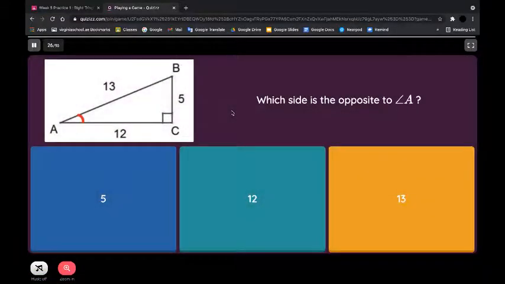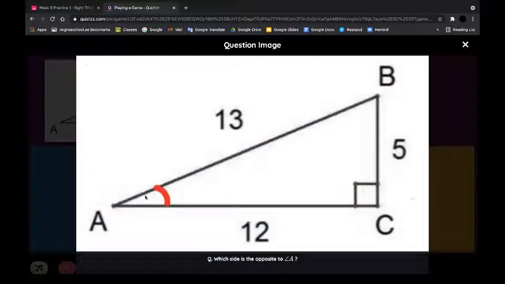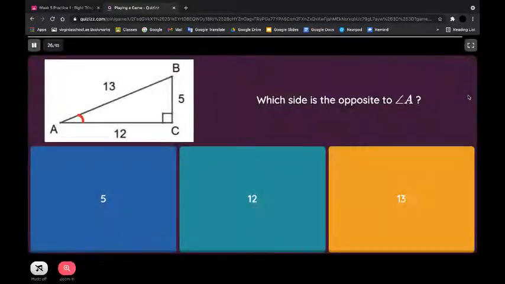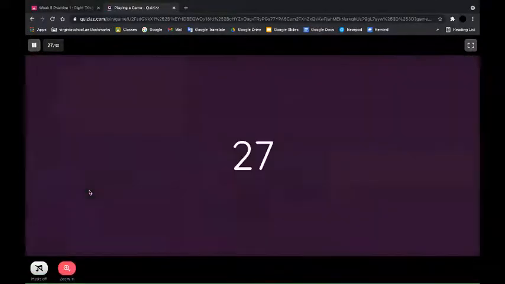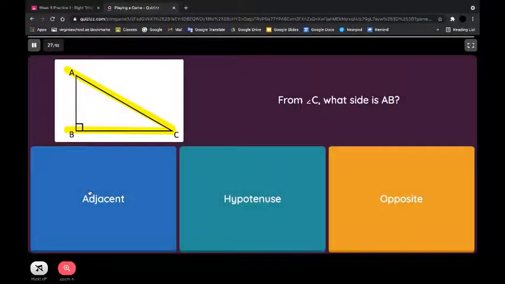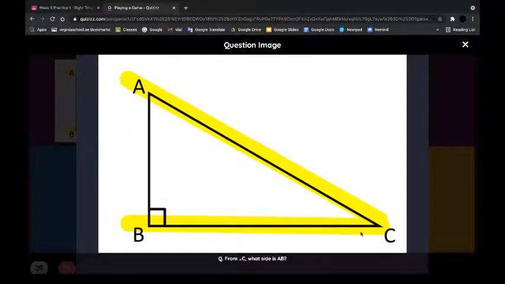Which side is the opposite to angle A? This is angle A and the opposite is the side 5 because it falls right across from angle A. From angle C, what side is AB? This is angle C and this is AB, and you can clearly see that this is the opposite.